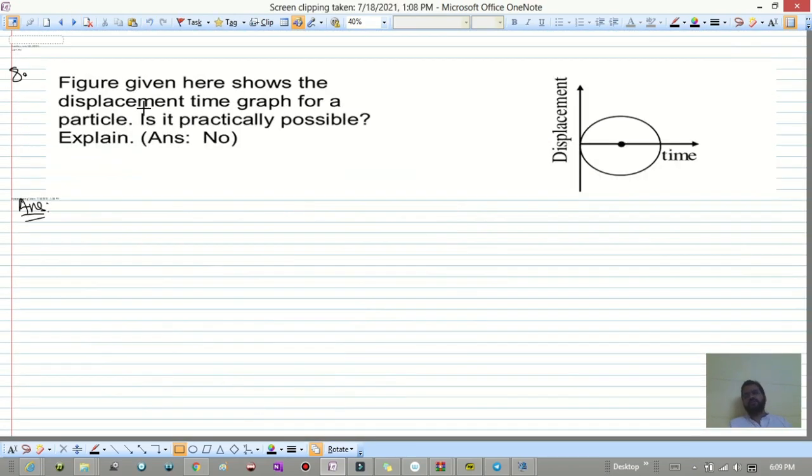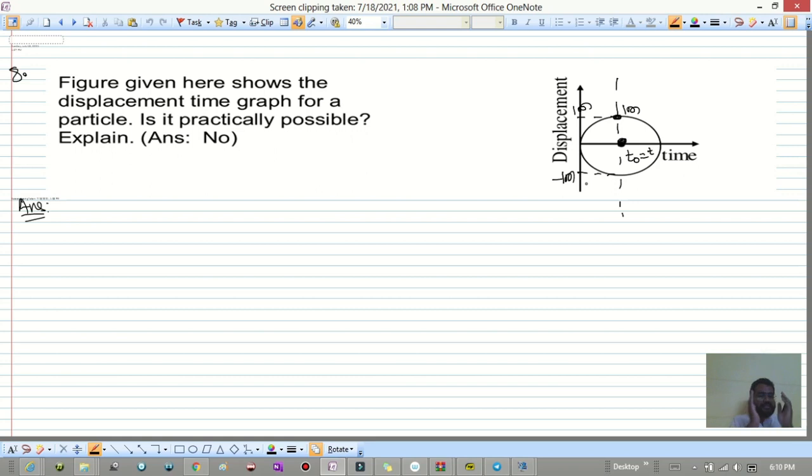Next question, 8th question we have. The figure given here shows the displacement-time graph for a particle. Is it practically possible? So see here, for a single time, as you can see, there are two displacements, right? At t equal to t naught or whatever it is, we have the position of the particle at 1 meter, and the position of the particle is also supposed to be at minus 1 meter, right?